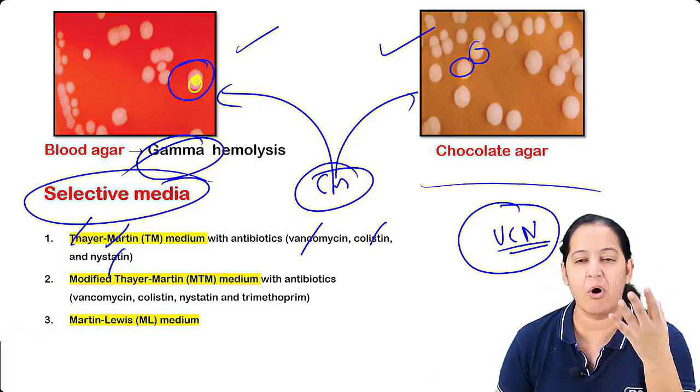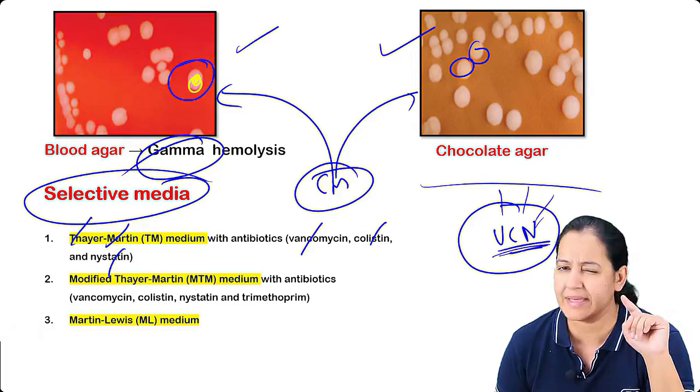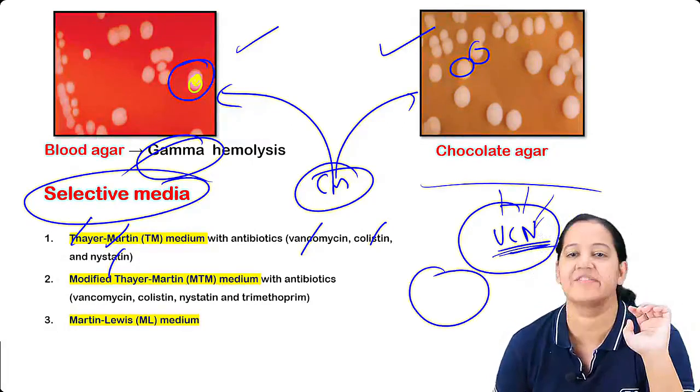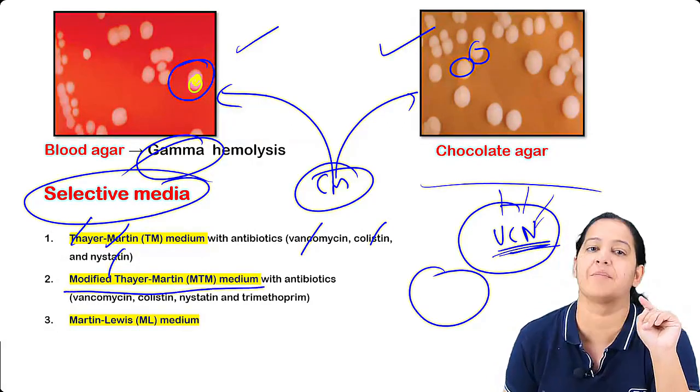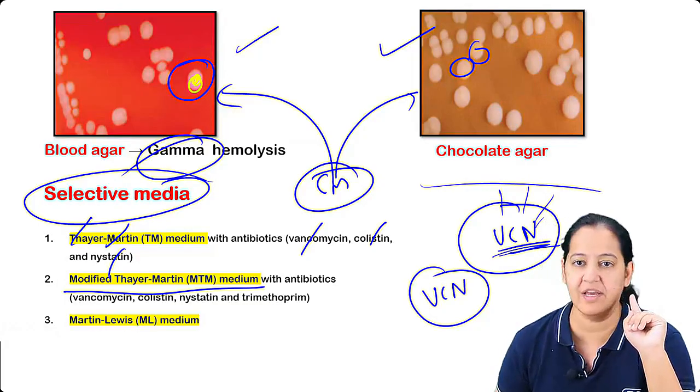Later on, they found that a few other bacteria are also surviving here. So it is selective, but not very selective. So they modified it. The second is the modified Thayer-Martin. What is the modification? The three drugs are there.